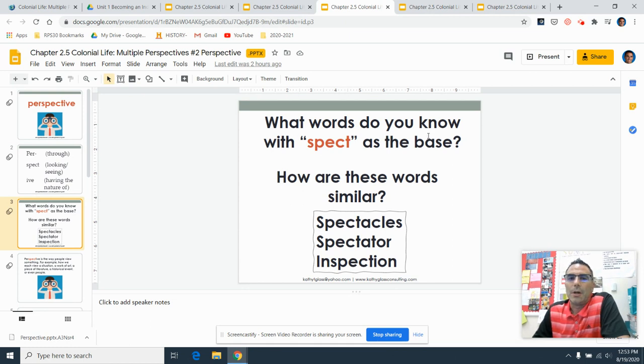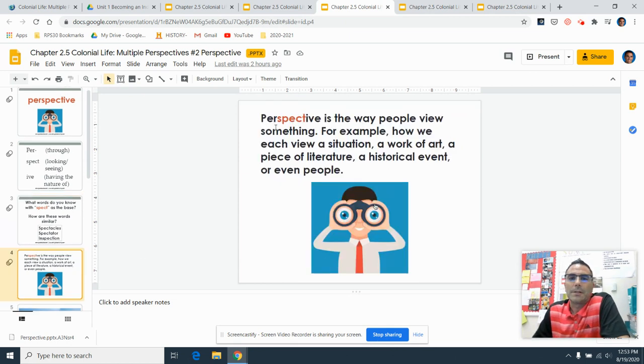What words do you know with spect as the base? Here are these words. How are these words similar? Spectacles, spectator, inspection. Take a second and think about it. Obviously, spect means looking or seeing, and those words all form from that word. So perspective is the way people view something.